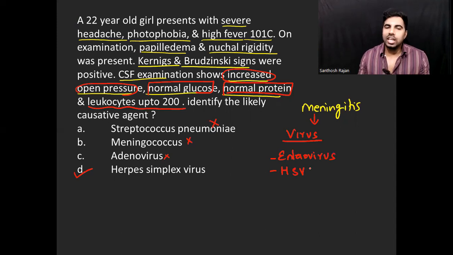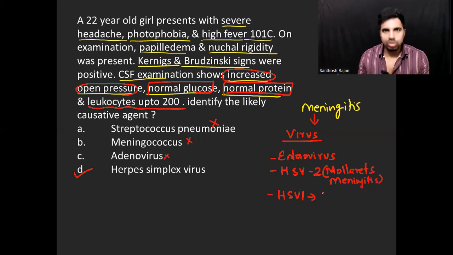Among herpes simplex viruses, HSV-2 is the most common cause. Here the meningitis name is called Mollaret's meningitis. Mollaret's meningitis is very, very important because it causes recurrent meningitis, most commonly HSV-2. Whereas we also have HSV-1. HSV-1 is not usually meningitis; it's the most common cause of what?